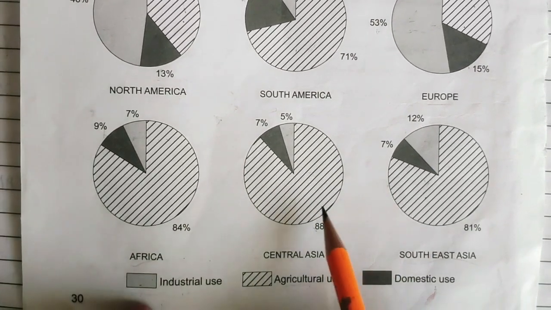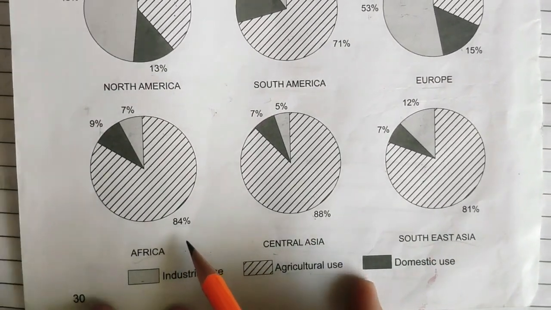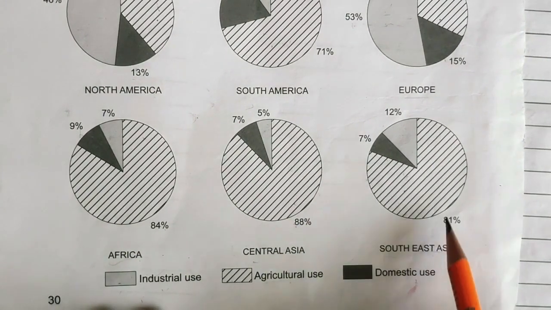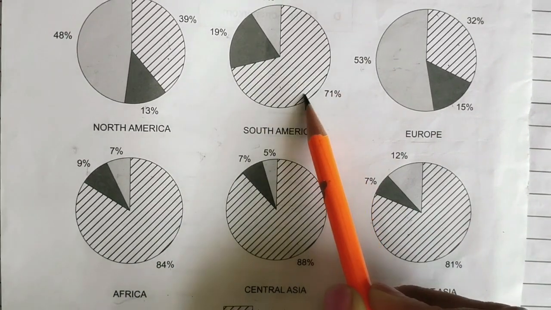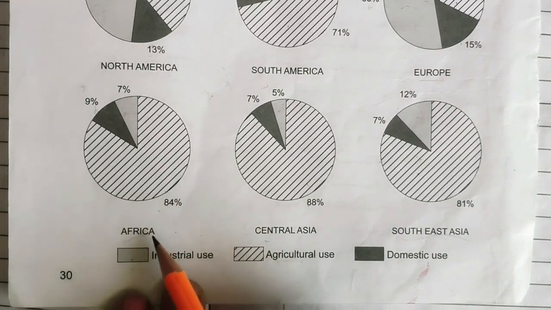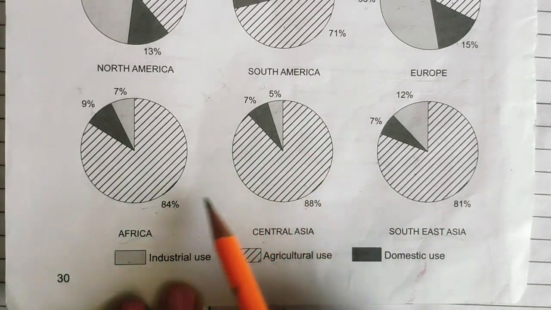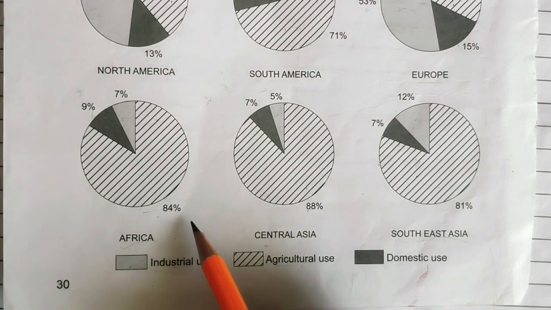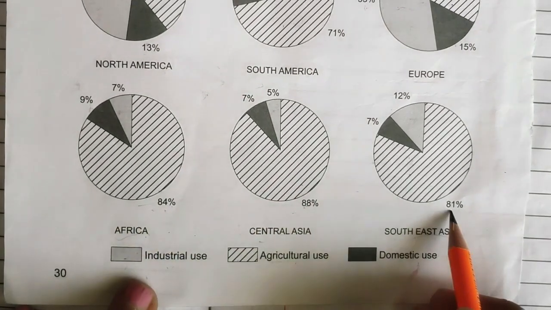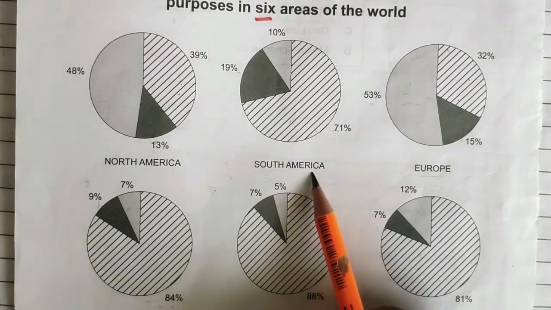The topper is 88% Central Asia, which is followed by Africa at 84%, and then Southeast Asia at 81%, and then 71. So the top users are these three: Africa, Central Asia and Southeast Asia. These three continents are following the same pattern, almost at 1/8 kind of thing, 84, 88 and 81. Okay, and this is followed by 71% South America.